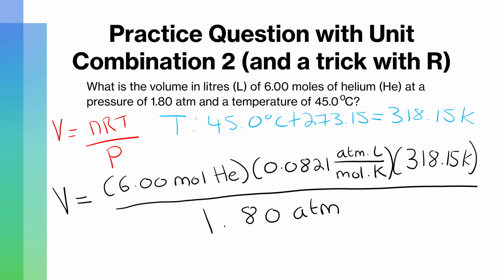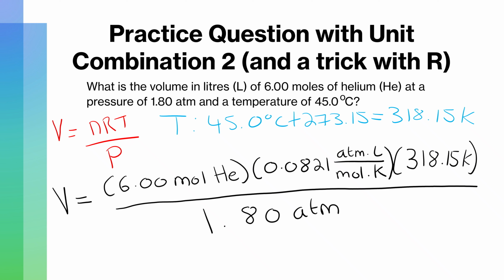Okay, let's now look at a practice question using our second unit combination. What is the volume in litres of 6.00 moles of helium at a pressure of 1.80 atmospheres and a temperature of 45.0 degrees Celsius? Okay, so the rearranged equation we need for this question is V equals N times R times T divided by P. So amount times the gas constant times the temperature divided by the pressure.